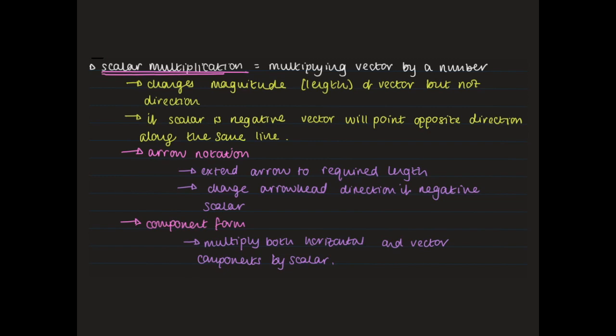Scalar multiplication is when we multiply a vector by a number. This changes the magnitude, so the length of the vector, but not the direction. If a scalar is negative, the vector will point in the opposite direction along the same line.